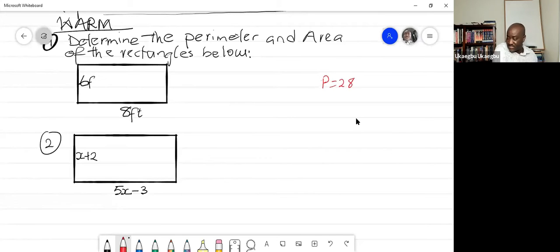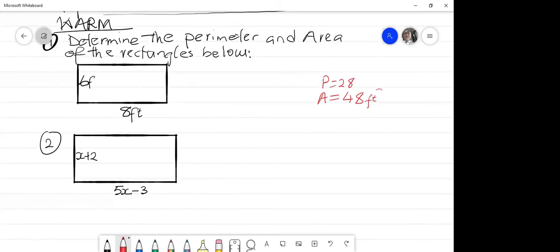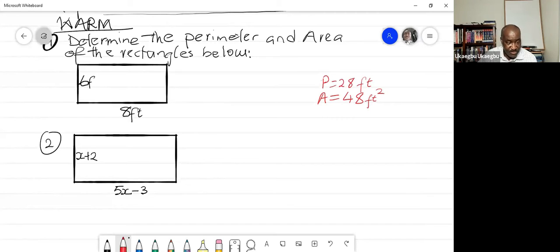So how about the second one? Somebody said this one is 48. If you disagree, feel free to disagree, and you can say I disagree because you tell us the reason. And how about the unit? The unit is 48 feet squared. Okay. Now how about the second one? Start with the perimeter.